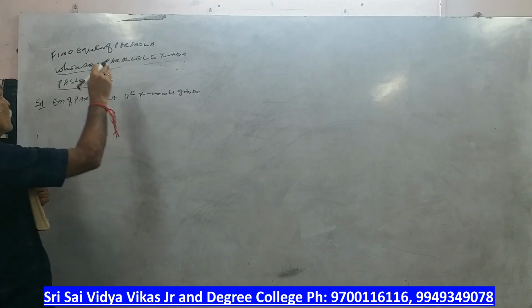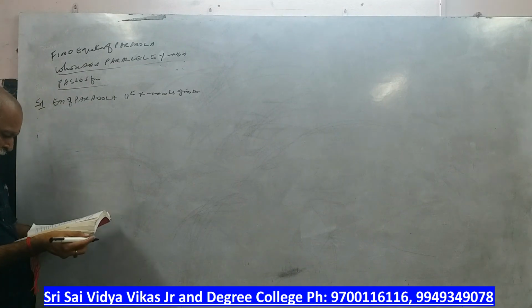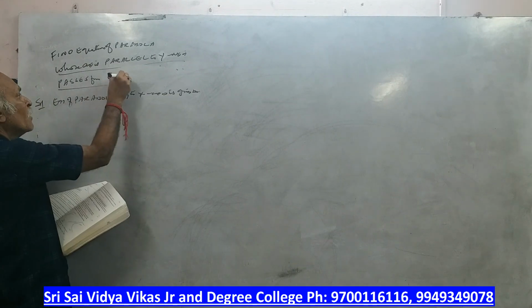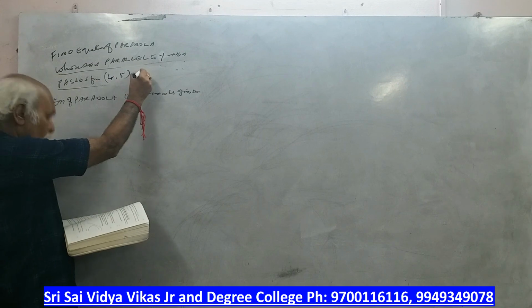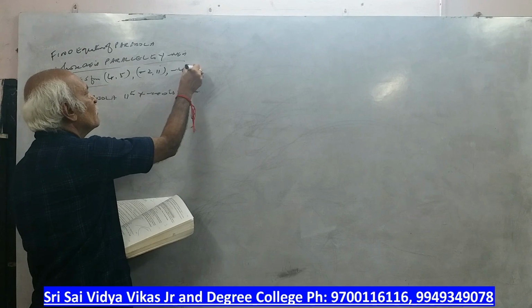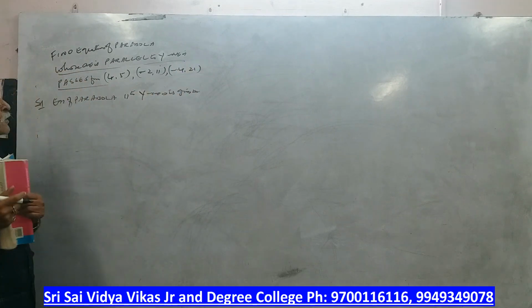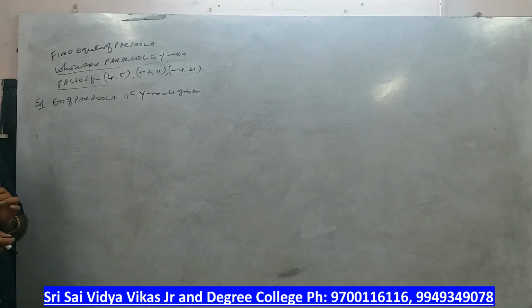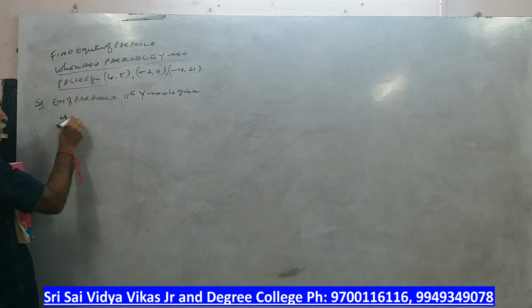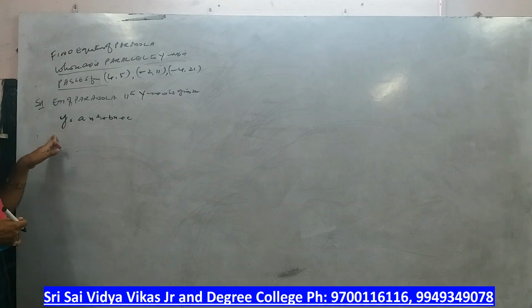Next, find the equation of the parabola whose axis is parallel to y axis, passes through 4 comma 5, minus 2 comma 11 and minus 4 comma 21. Okay, so parallel to y axis. Now it is parallel to y axis, so y is equal to ax square plus bx plus c. If it is parallel to x axis, we write x. If it is parallel to y axis, we have to write y is equal to.